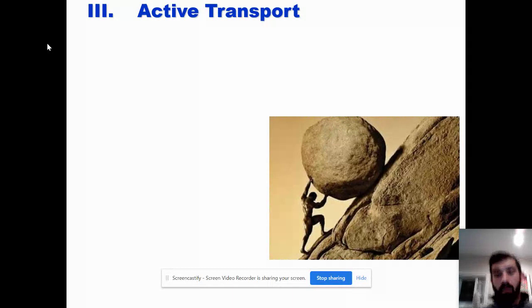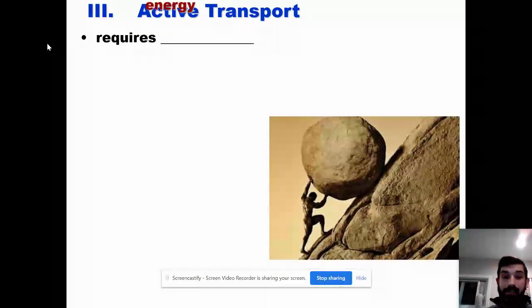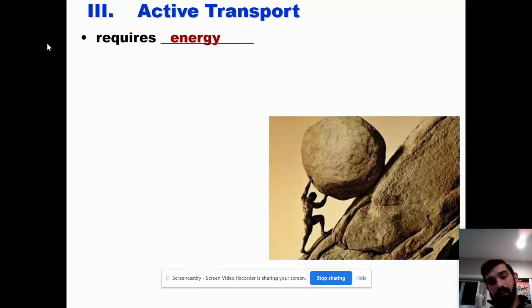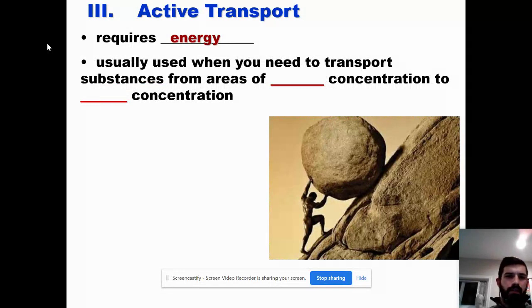Welcome back, everybody. We're moving on to active transport now. Whereas passive transport does not require any energy to work, active transport does. That energy is actually going to be in the form of ATP, which we get from cellular respiration, from the last unit. It's usually used when you need to transport substances from areas of low concentration to high concentration. Again, the opposite of passive transport.